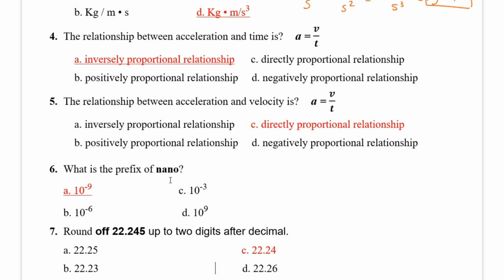What is the prefix of nano? Nano is what? 10 to the power of negative 9. Nano. 10 to the power of negative 3 milli. 10 to the power of negative 6 micro. 10 to the power of 9 is giga.